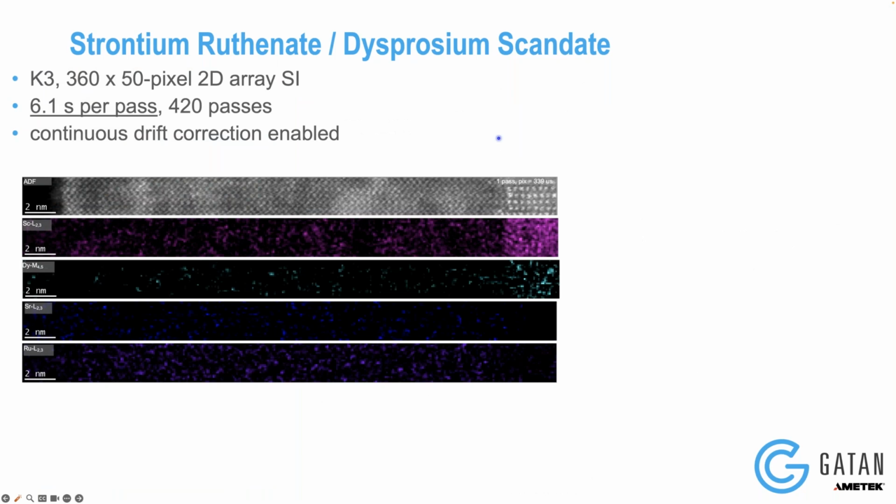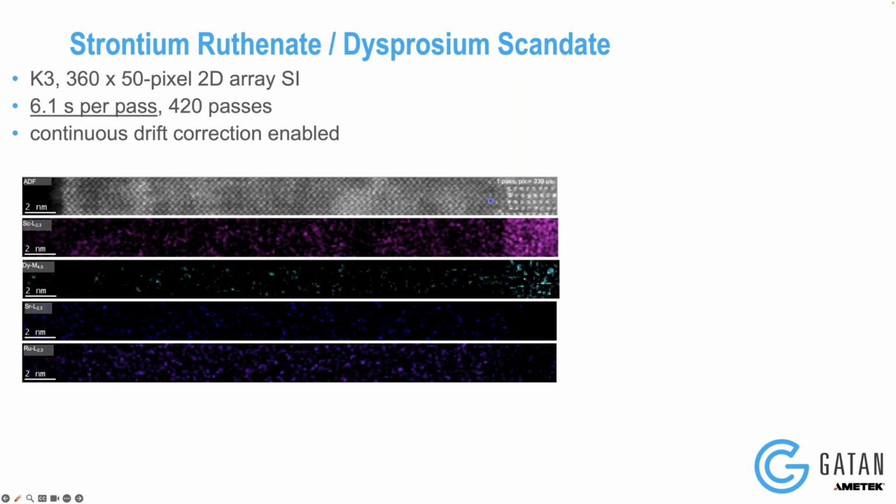So K3 2D array, and the raw frames were 360 by 50 pixels, okay? 339 microseconds per pixel. So we can do that large array in just over 6 seconds. And 420 passes, continuous drift correction enabled.